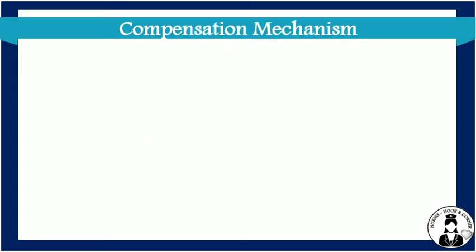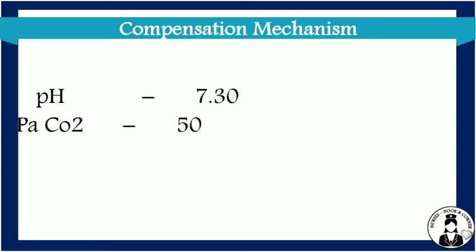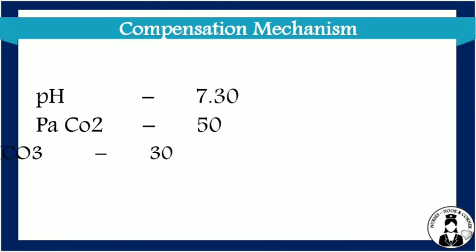Now let's move on to compensation mechanism. pH is 7.30, PaCO2 is 50 and HCO3 is 30. Here you can find out pH is 7.30, that is it is acidosis, and PaCO2 is 50, that is it is respiratory condition. Because if PaCO2 is increased and pH is decreased, then it is respiratory acidosis.